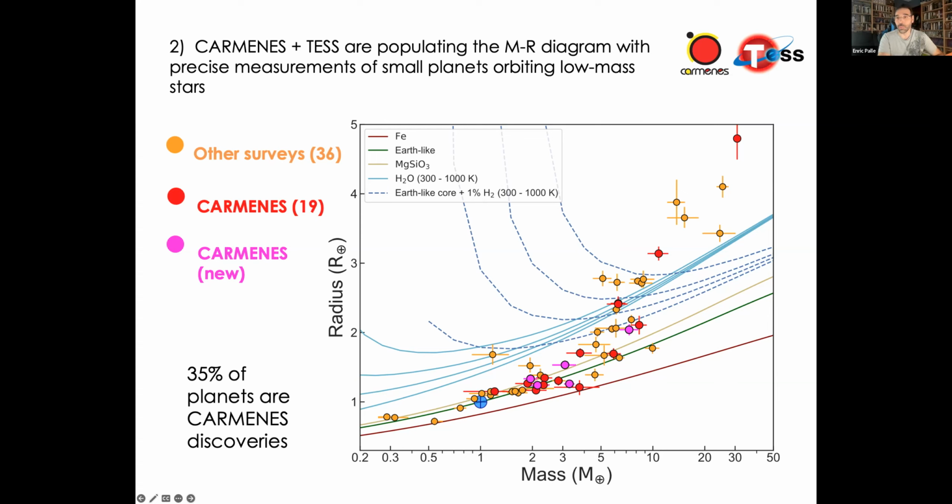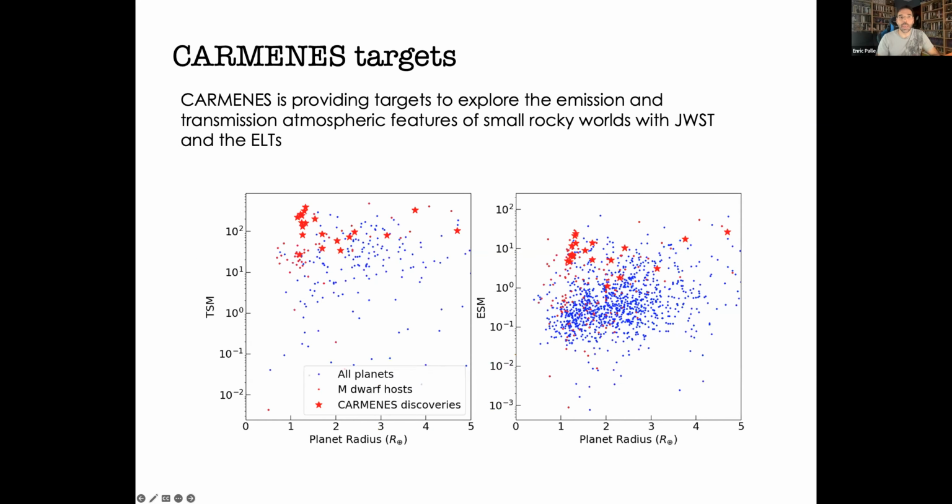This slide is 1.5 years old. We have a few more discoveries. The number is probably around those lines. And what is interesting is that planets around M dwarfs, especially around bright nearby M dwarfs, are really interesting because these are the top priority targets that will be exploited by JWST and the ELTs when they come online.